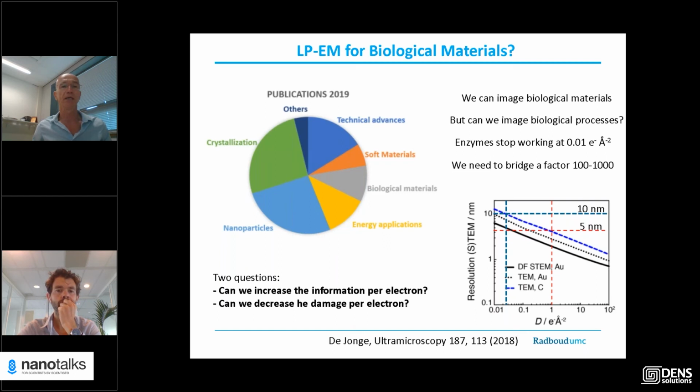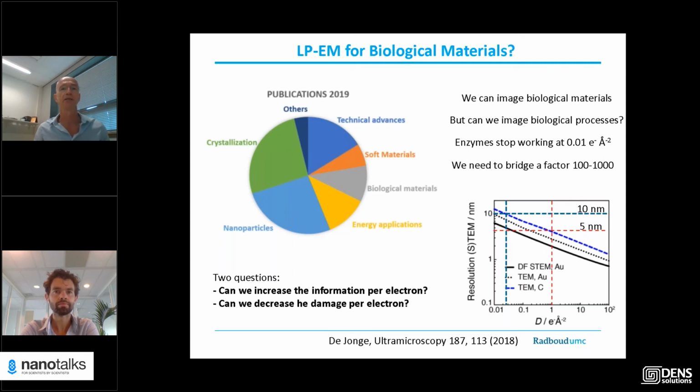But we can design the experiment such that we irradiate the sample, then give it a relaxation time, and then do it again. In that way we can actually have the sample relaxing from the stress that it got from the irradiation, and prevent damage using the same dose as we would use in cryo-electron microscopy.